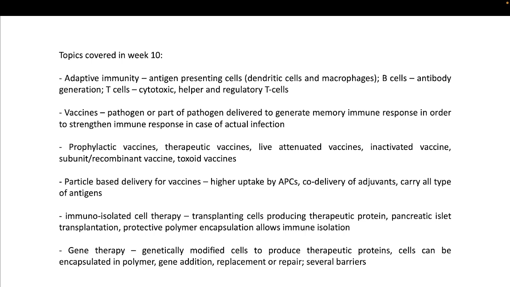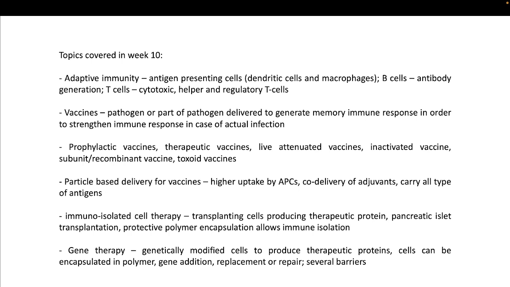Then whenever you get an actual infection, remember a vaccine is a part of a pathogen, which is not an actual infection. So in case you get an actual infection from the same virus or the same bacteria, your memory cells can come into play and get rid of that infection in quite a shorter amount of time than it would have taken if you did not have the vaccine. In this way, your body is protected from the infection, and that's why vaccines are used to stop epidemic infections such as smallpox, etc. You might know more about vaccines in the case of COVID.